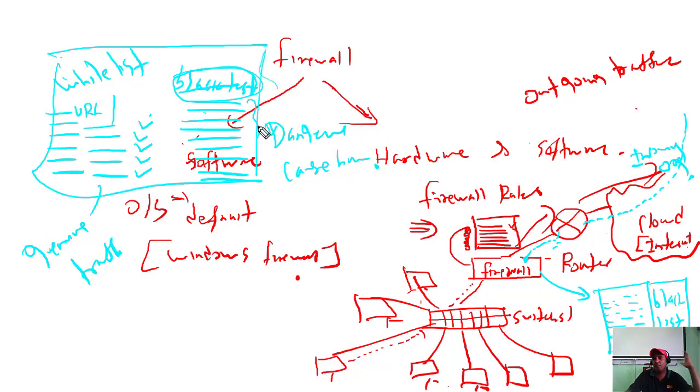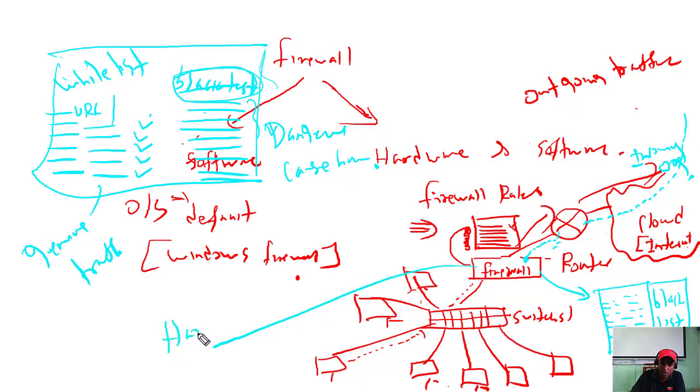So we have a blacklist and a whitelist, right? Blacklist means a banned website. Whitelist means an allowed, genuine, permitted website. Very simply, I can say it like that. So I think this is the nature of the firewall. Now I talk about hardware and software firewalls.